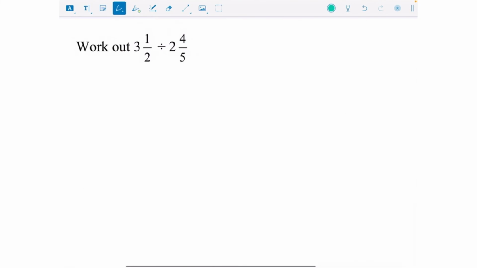flip. So 3 1/2: 3 times 2 is 6, add on the 1 is 7, over 2, divided by 2 times 5 is 10, add the 4 is 14 over 5. And then when we divide by a fraction, we keep the first fraction the same, change the divide to a times, and flip the second fraction upside down. And then we can times, and we know that to times, we do the top times the top, so 35, over the bottom times the bottom.